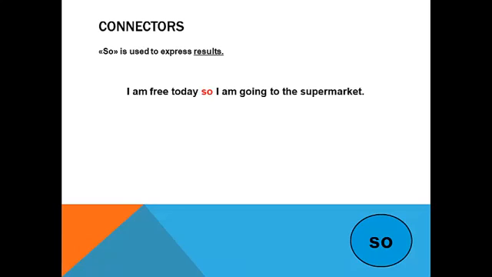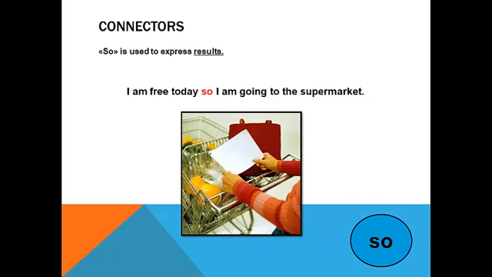The example says, I am free today, so I'm going to the supermarket. Cuando digo I am free today, me refiero a que me encuentro libre el día de hoy. Quizás porque no fui a trabajar, quizás porque no tuve clases. Entonces, so I'm going to the supermarket. Voy al supermercado. Como pueden ver, la actividad de ir al supermercado es un resultado de no trabajar o de básicamente estar libre el día de hoy. So let's see the picture. I'm free today, so I'm going to the supermarket.